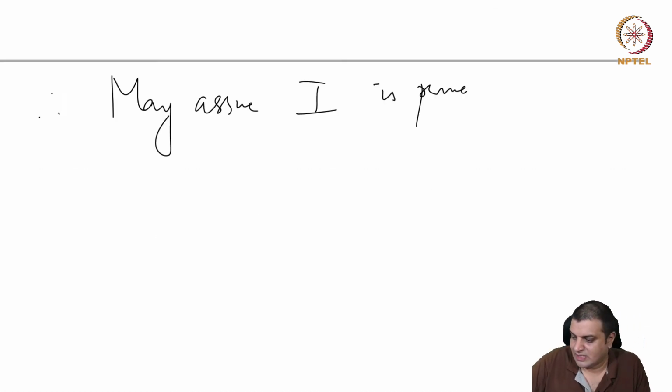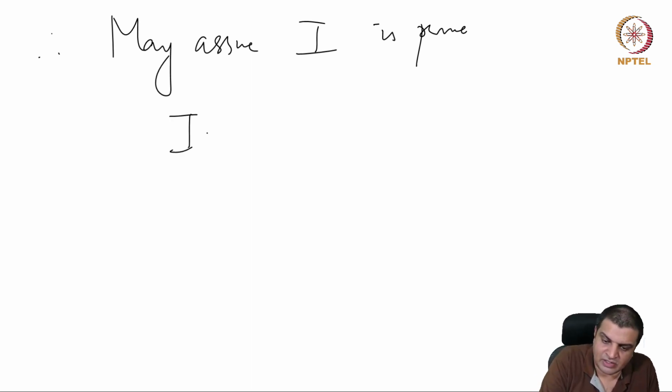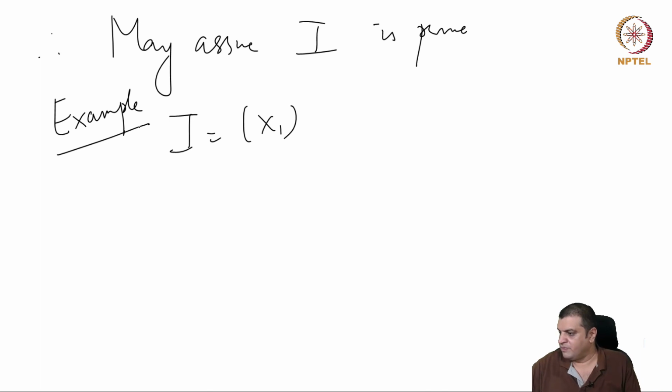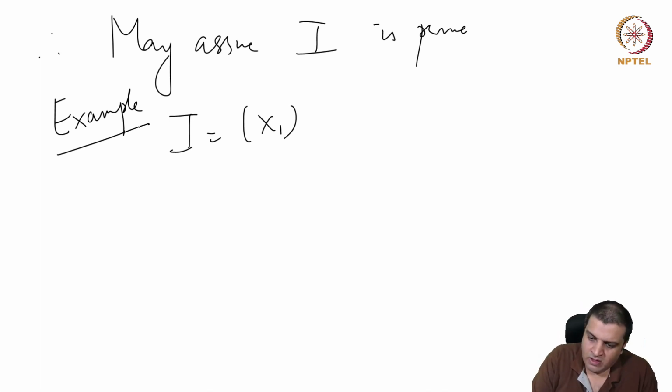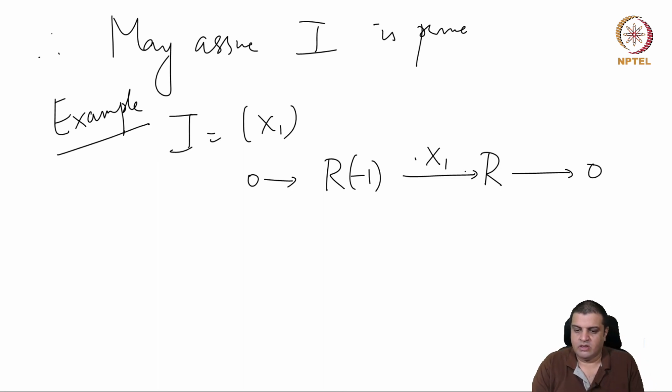Let's take a couple of examples, and this will be resolved using what is called the Koszul complex. Let's say I is x1. For now it is just an example; we will do this properly in the next lecture. So here's what we could do. We take R to R by multiplication by x1. It has to be injective, since R is a domain, and then 0. This is the resolution for one variable.